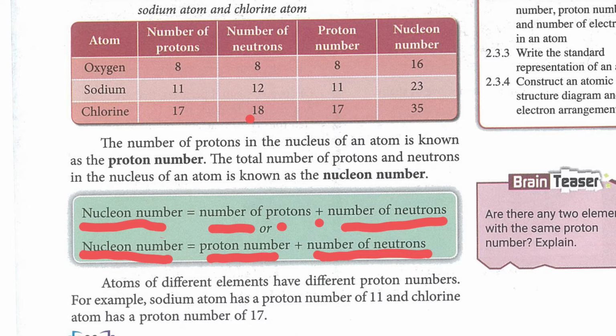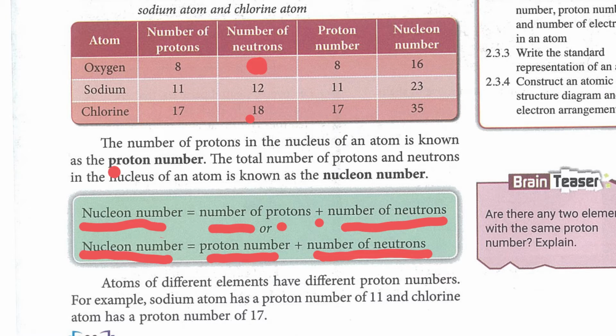So let's say you don't have the neutron number. Okay, you want to find the number of neutrons. So you are given, look at the table over here, you are given nucleon number. You want to find the neutron number. And you have number of protons. So what you have to do is you have to insert the numbers in this formula.